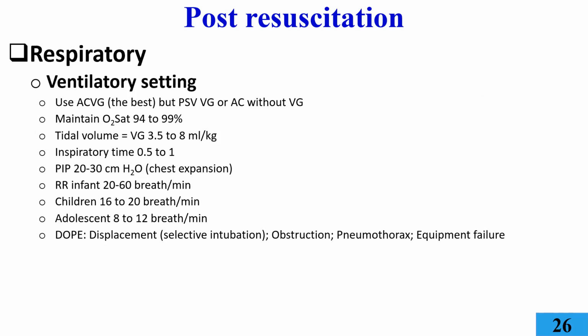Tidal volume, always check between 3.5 to 8 ml per kg per baby. Inspiratory time between 0.5 to 1 in a pediatric patient. In a newborn, between 0.35 to 0.4. PIP should be between 20 to 30 centimeter water. Rate, 20 to 60. If in children, maybe 16 to 20. In an adolescent, even lower. DOP, you always check for DOP.